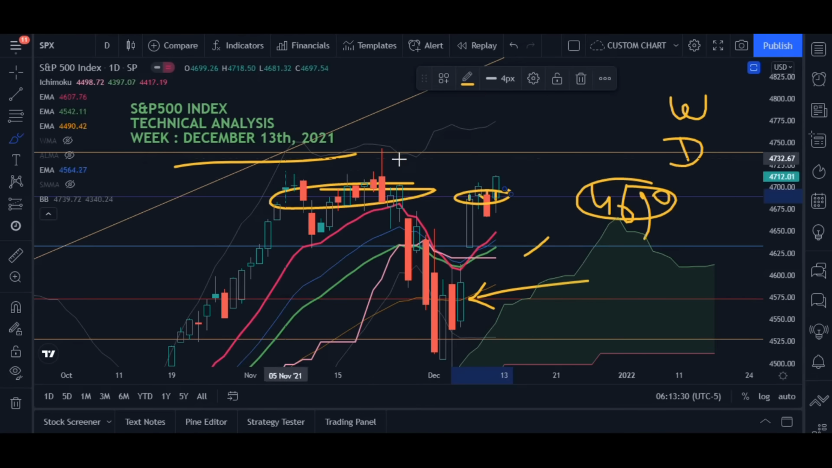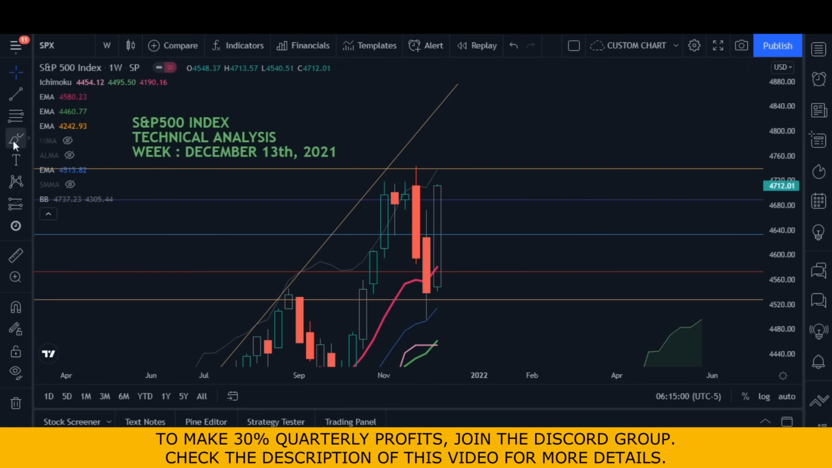Now let's do the technical analysis for this week. We will begin with the weekly chart. So we are here on the weekly chart. This one candle represents one week. If you see that in the last week, it is a very heavy bull candle, a very heavy bull candle.